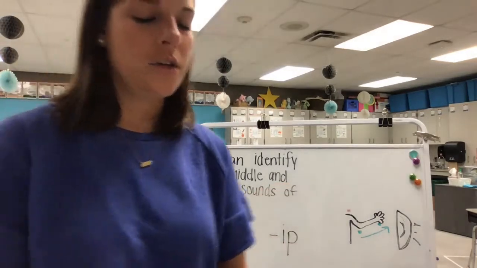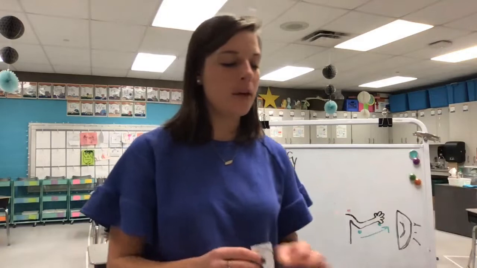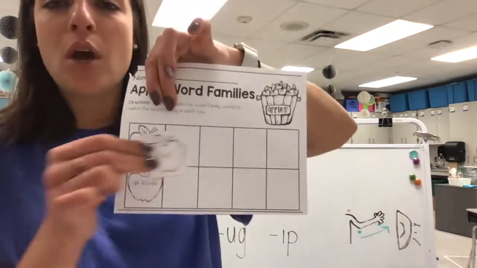All right, so now that I've cut out the word bug, where do I need to glue it? Is it an ip word or an ug word? Bug. I hear ug in the middle ending. Our ug words go across the top.